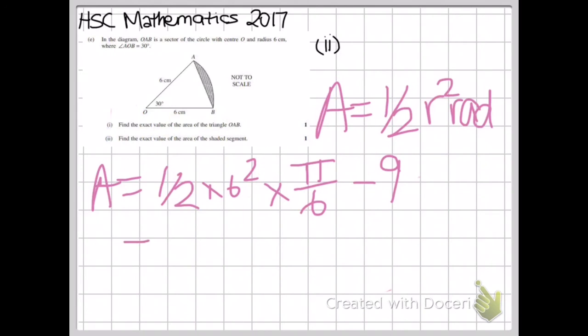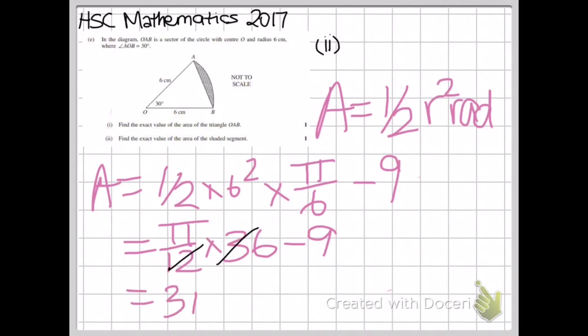Therefore, the shaded area equals pi over 12 times 36 minus 9. Now we're going to simplify the fraction further by dividing by 12. Therefore, the shaded area equals 3 pi minus 9 centimeters squared.